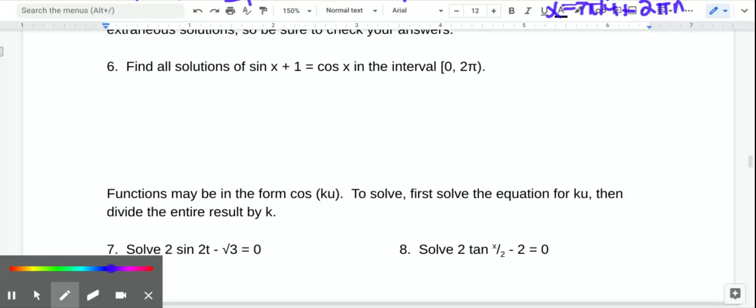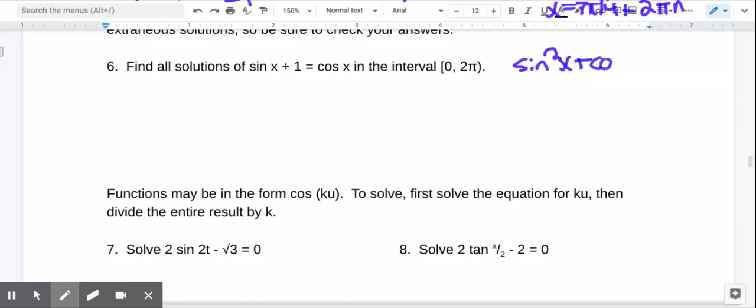So I'd like to use one of my Pythagorean identities to make a substitution, but remember the only Pythagorean identity that I have is sine squared plus cosine squared, and neither of these are squared. So I can solve that by squaring both sides of the equation. So that's what I'm going to do. I'm going to square this, I'm going to square this.